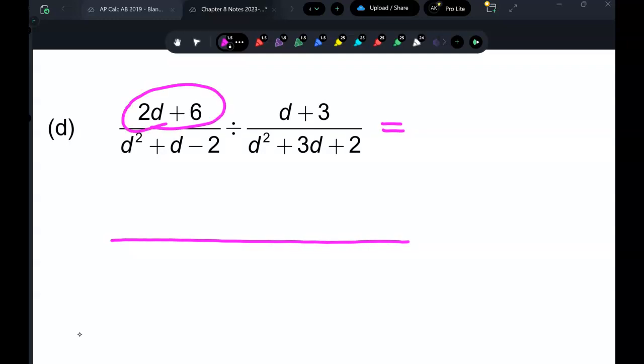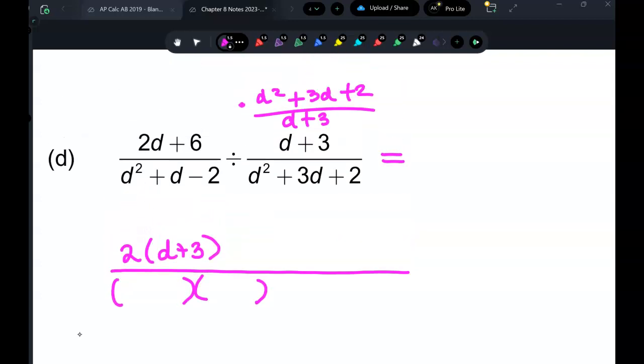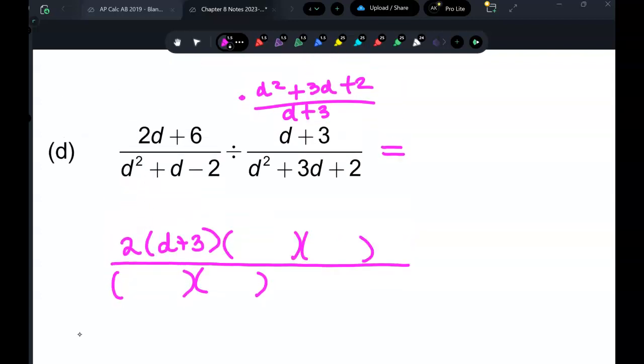Okay, what can I factor out of 2d plus 6? Are we gonna switch them first? We'll do it all at the same time. I can factor out a 2. And does the D change? Oh no, that's cross. They flip it. So I'm going to multiply this by, and then d plus 3 becomes 1, and then 2d plus 6 becomes 2. Right. D plus 3. Okay, so if we flip this, what's this going to factor into?